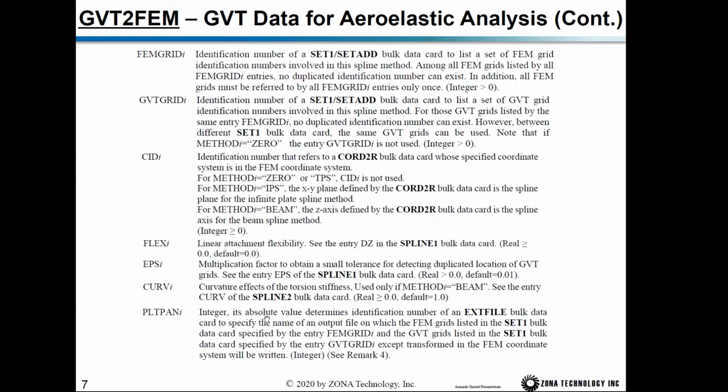Its absolute value determines the ID of an EXE file data card to specify the name of the output file on which the FEM grids listed in the SET1 card specified by the entry FEM grids, and the GVT grids listed in the SET1 card specified by the GVT grid, except transformed in the FEM coordinate, will be written.